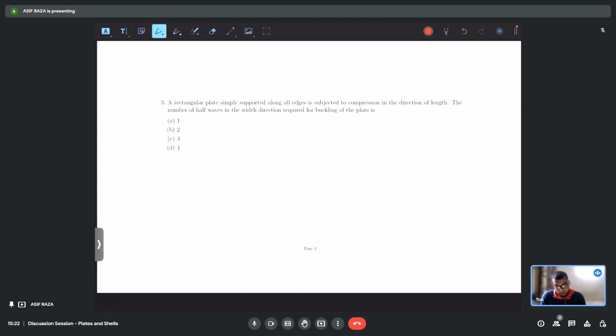A rectangular plate simply supported along all edges is subjected to compression in the direction of length. The number of half waves in the width direction required for buckling of the plate is: as we have all seen in the lecture, the correct answer would be option A, 1. Okay, so let's move on to the next question.